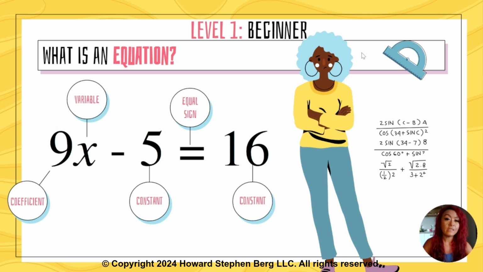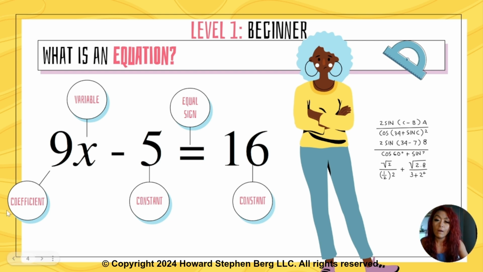So what is an equation? Well, chances are, if you're at this point where you are taking the SAT, you probably know what an equation is. But just in case, I will go over the basics. An equation is a mathematical statement that contains an equal sign, not to be confused with an expression, which is a mathematical statement that does not contain an equal sign or any type of equality or inequality symbol.